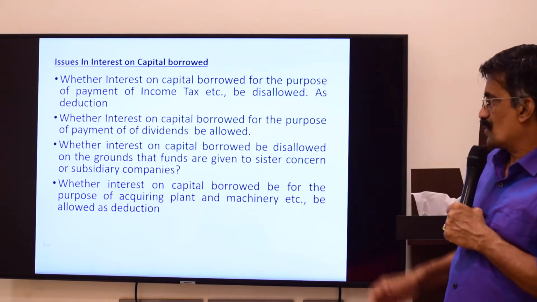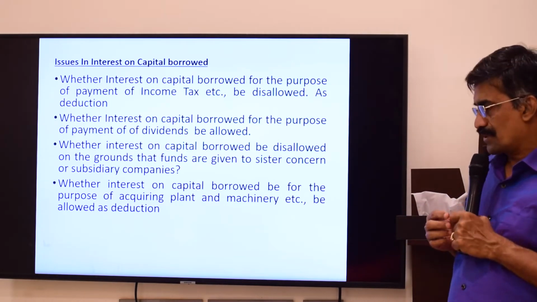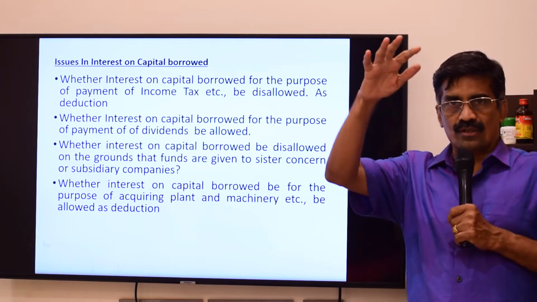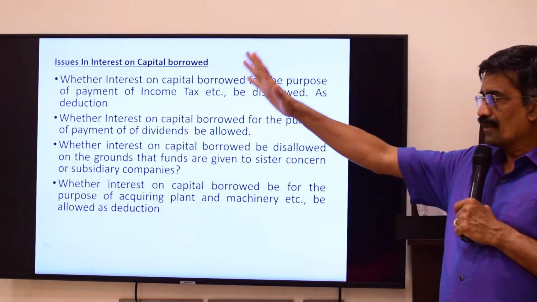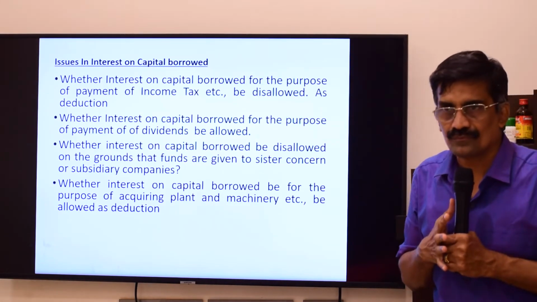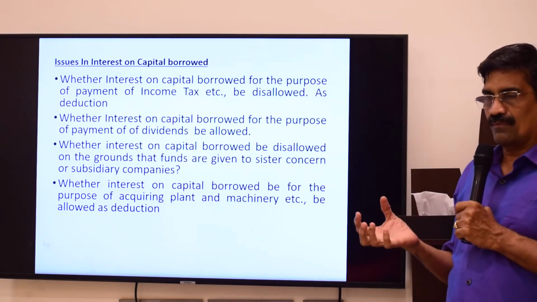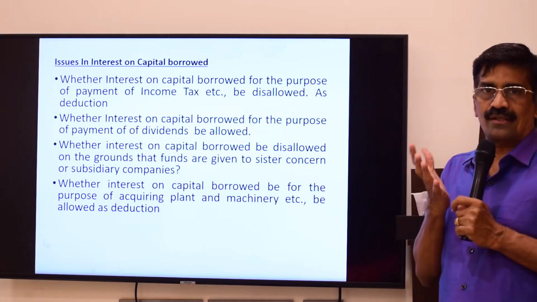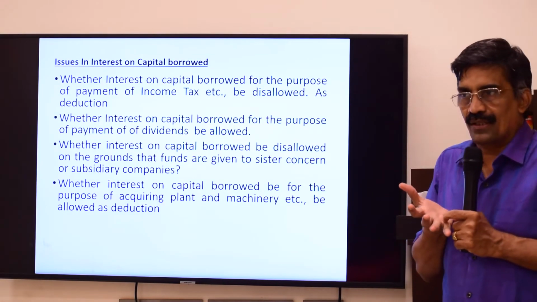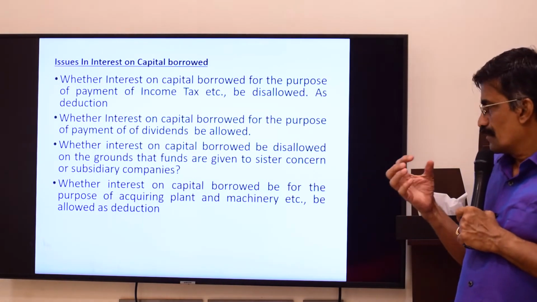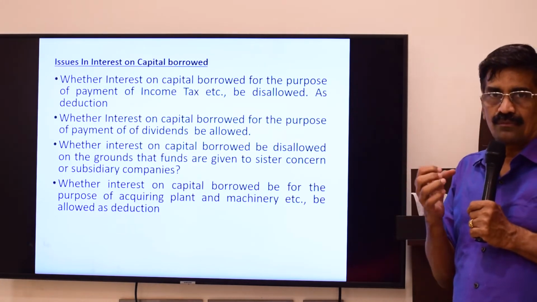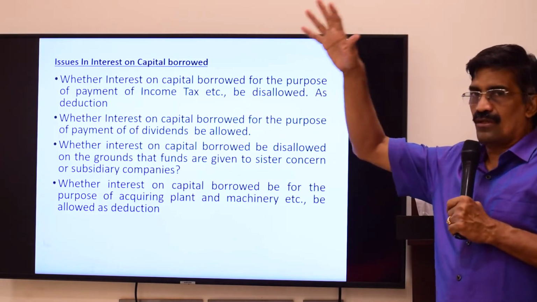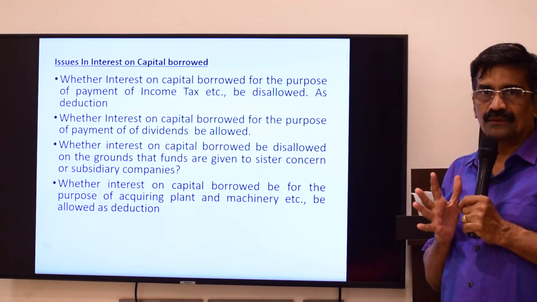So let's take the first one, whether interest on capital borrowed for the purpose of payment of income tax be allowed as reduction. Have you in your articleship found the object of any company is to pay tax? The object of the company is to make profits. When you make profits, you pay tax. You earn salary income, you pay tax. You earn business income, you pay tax. You cannot say income tax itself is your purpose. So therefore, income tax even for a corporate assessee is only a personal obligation.